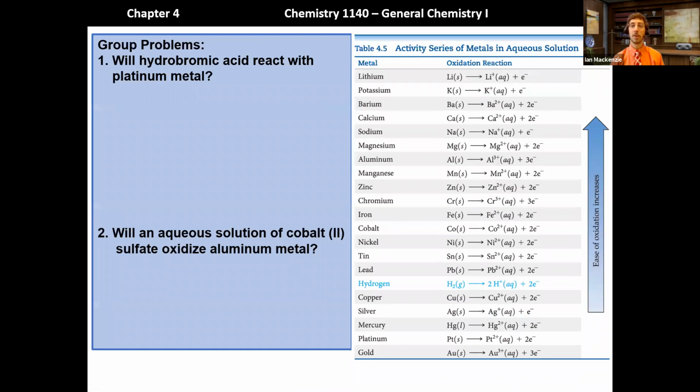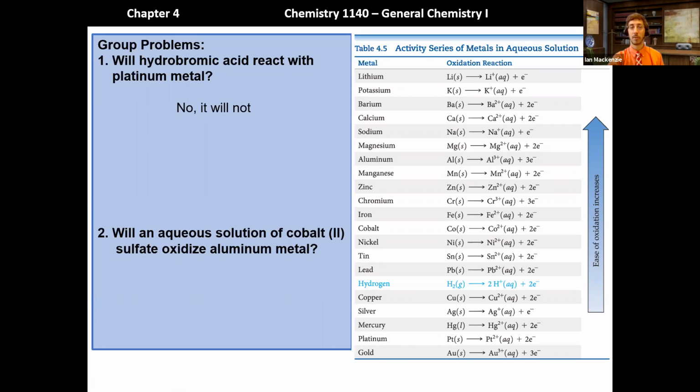So let's do just 2 more problems, and then we'll sort of finish this section on redox reactions. Will hydrobromic acid react with platinum metal? So it's an acid, so the ions that are present are H+. What we're looking for is the metal above the ions? Well, platinum metal is down here, all the way at the bottom, or near the bottom. That's below the ions. That reaction's not going to occur. If you take platinum and put it into a solution of hydrobromic acid, you won't oxidize the platinum because it's below it on the series.